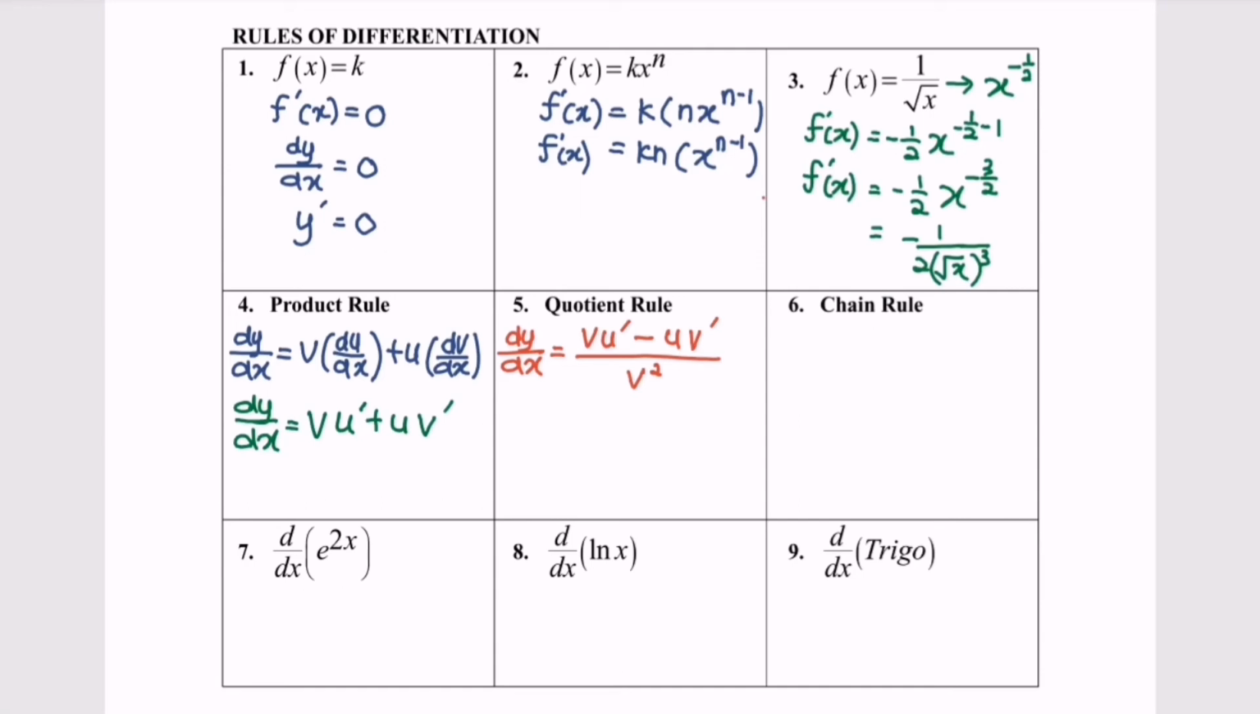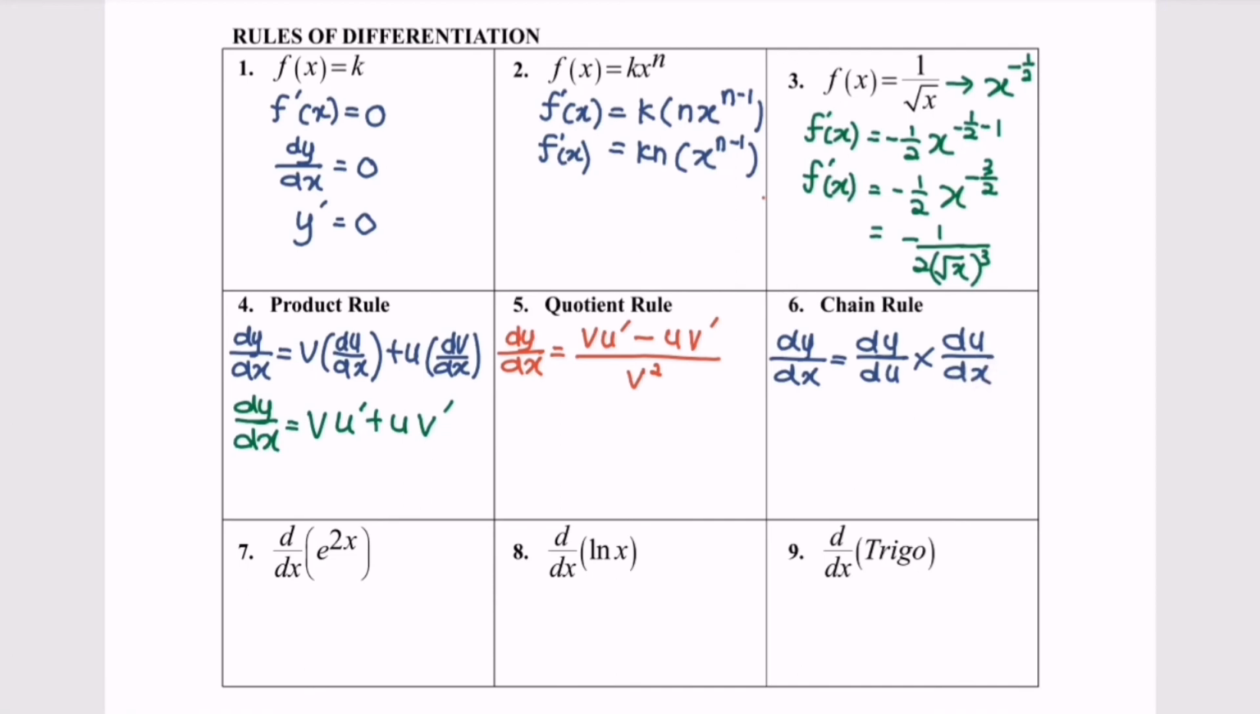Next, we will have number 6, which is the chain rule. dy/dx is equal to dy/du multiplied with du/dx.